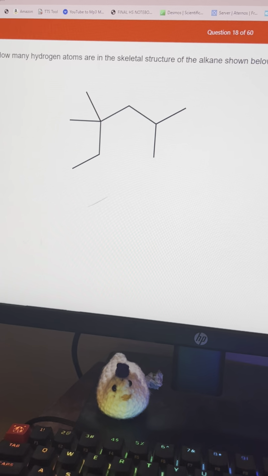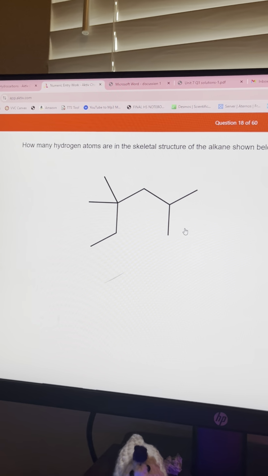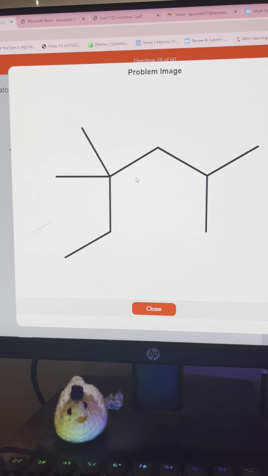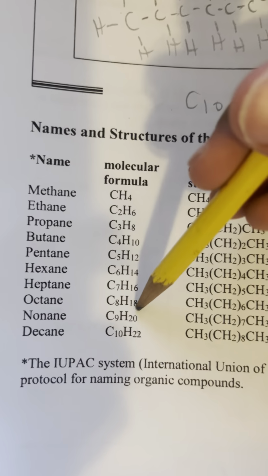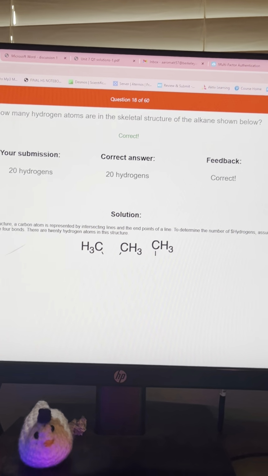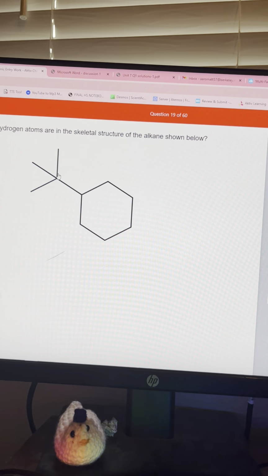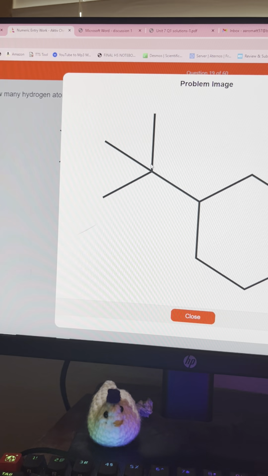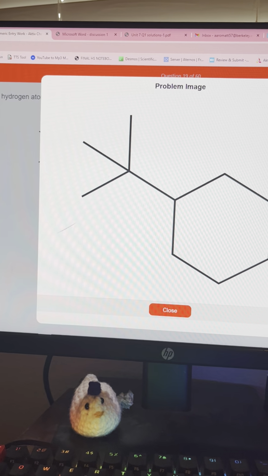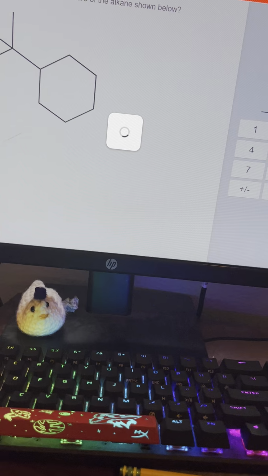Let me split these into a couple of videos. Okay, for this one, we have 1, 2, 3, 4, 5, 6, 7, 8, 9. So we have 9 carbons. If we look, that means there's 20 hydrogens. Okay. We'll do it again. 1, 2, 3, 4, 5, 6, 7, 8, 9, 10. It's 10. That means there's 22 hydrogens.